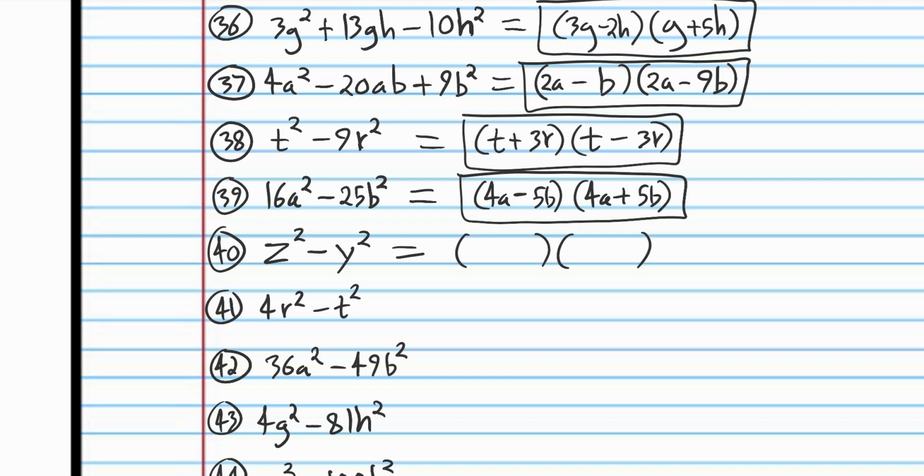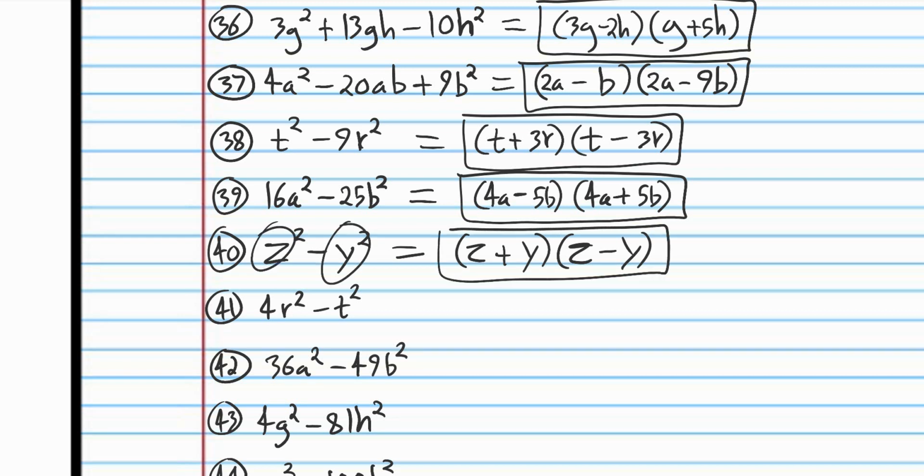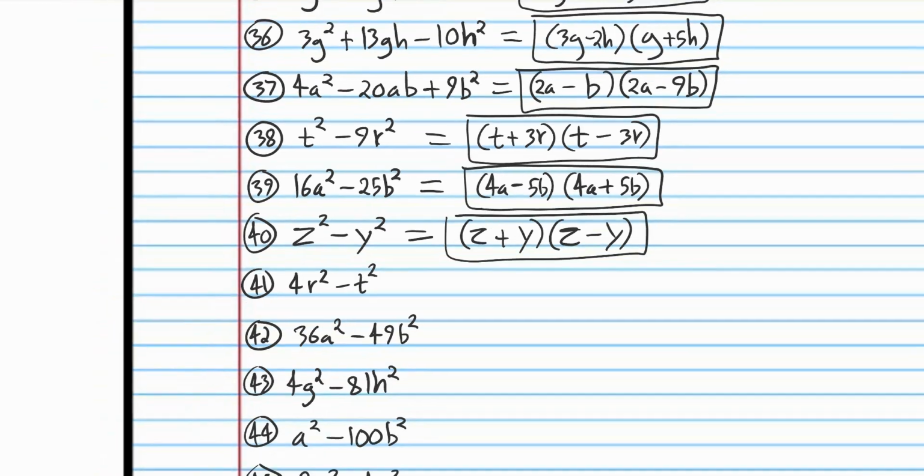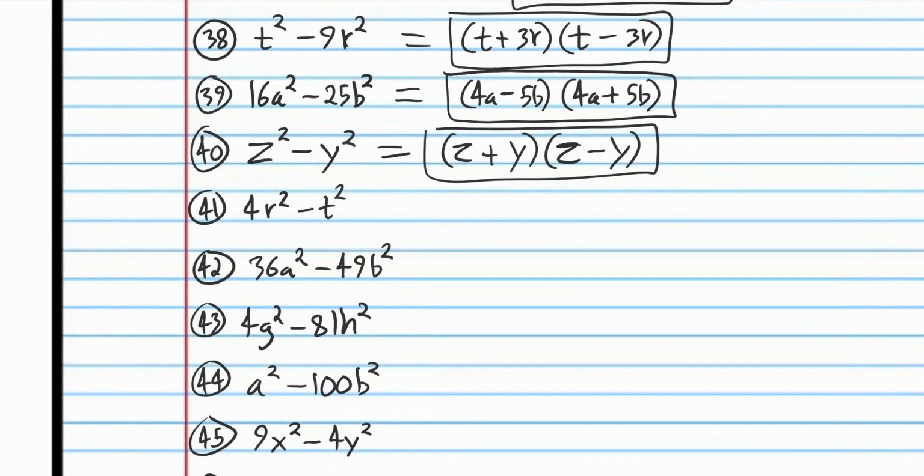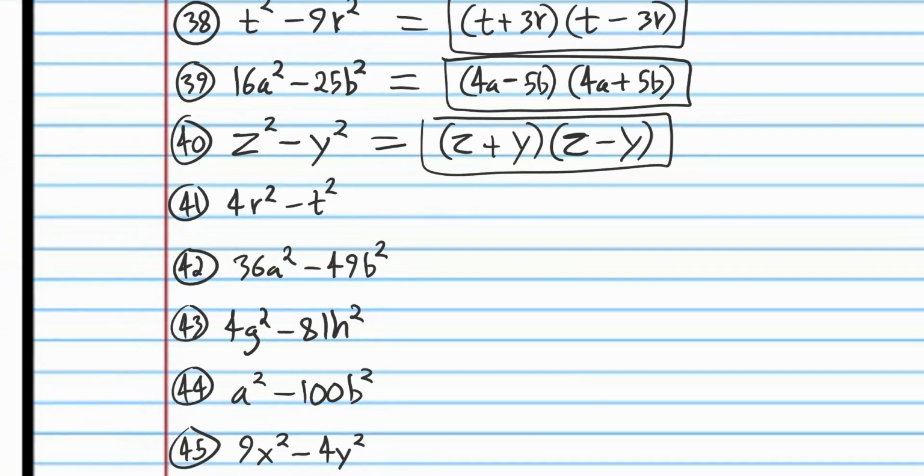So we have z squared, so it's just going to be z and z. And we have y squared, so it's going to be y and y, and we put our plus and minus. So that was kind of a strange one because there were no coefficients. You can just consider the coefficients to be 1. So again, if you're confused about why that is, just FOIL it back out. You're going to see why it works.